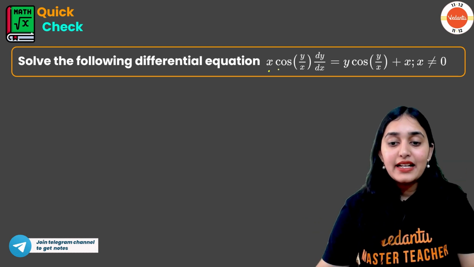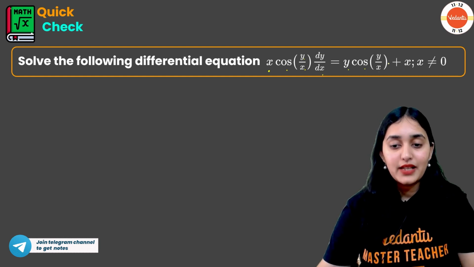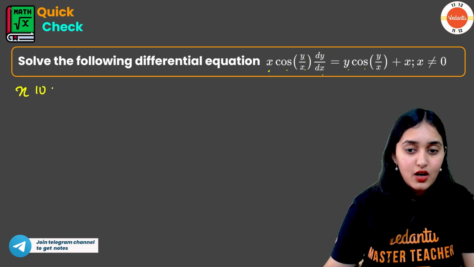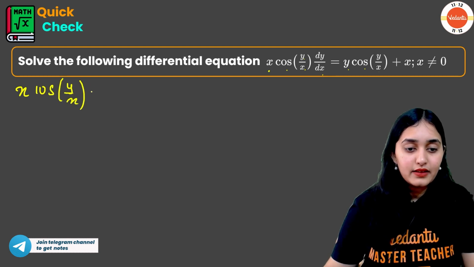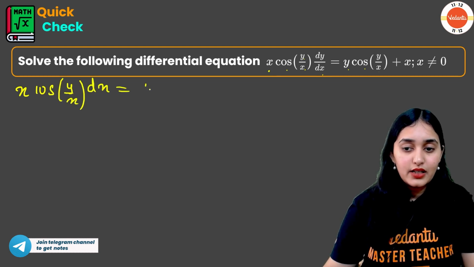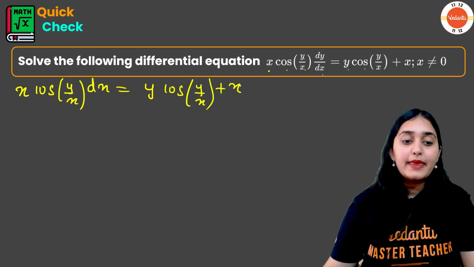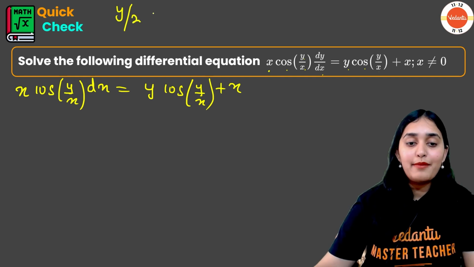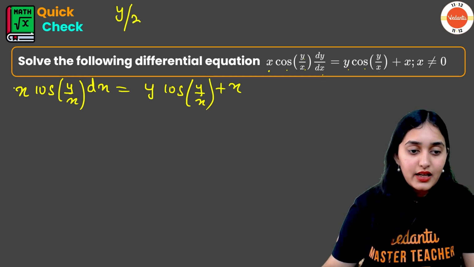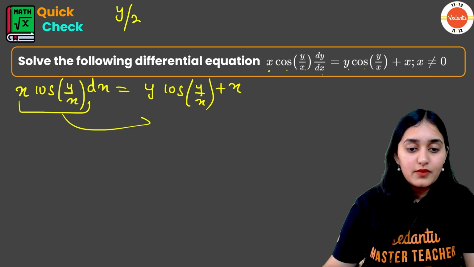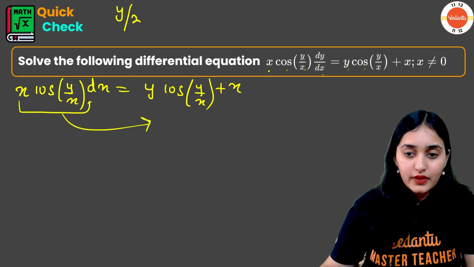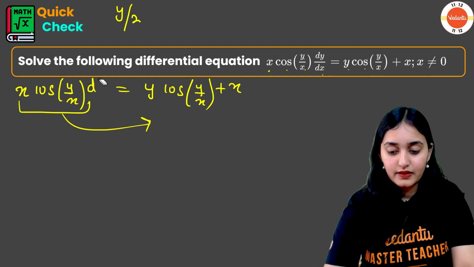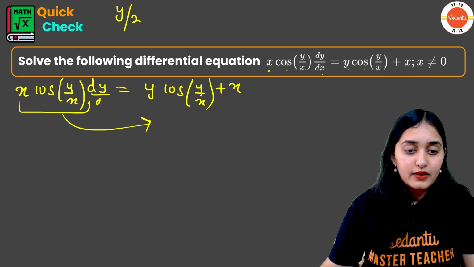Okay. Now let's solve one question of homogeneous differential equation. First, x into cos y by x dy by dx is y into cos y by x plus x. Let me write it again. x cos y by x dy by dx is equal to y cos y by x plus x. Now let me convert it into the form of y by x everywhere. So what I can do is, I will bring these two terms on the left hand side. Okay, why have I written dx? This is dy by dx.